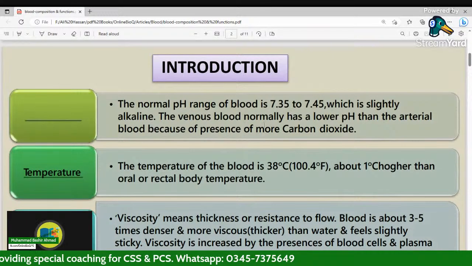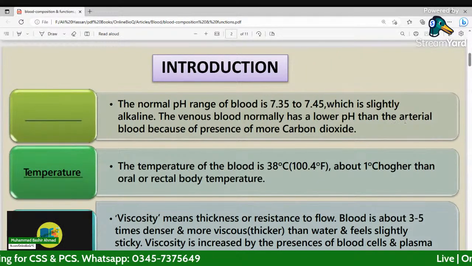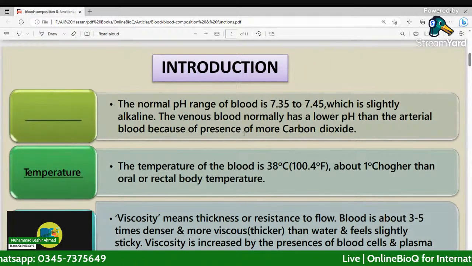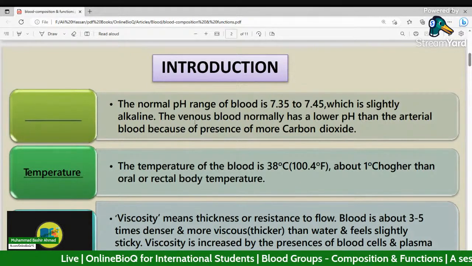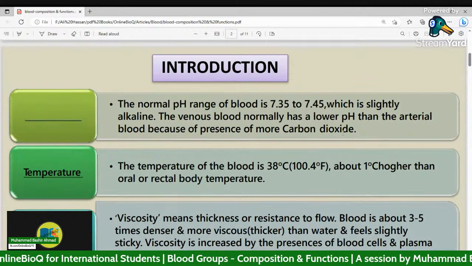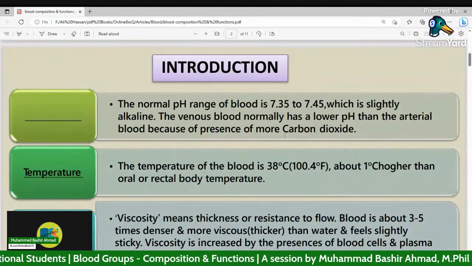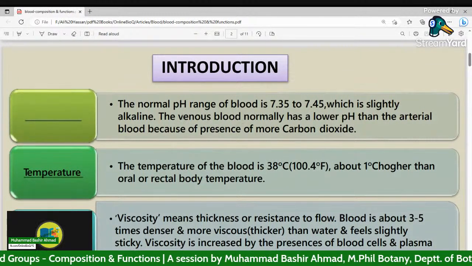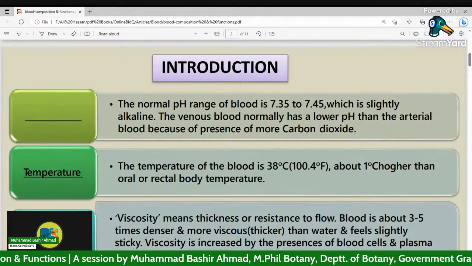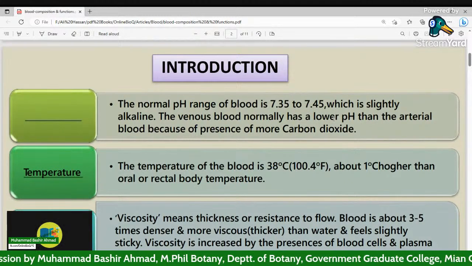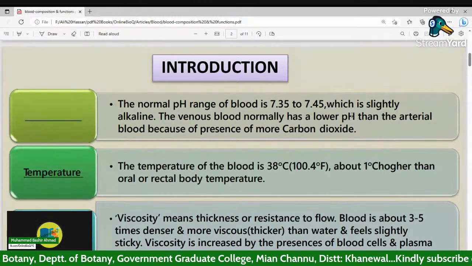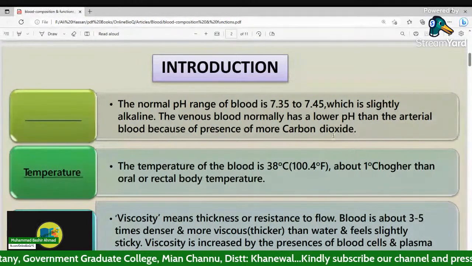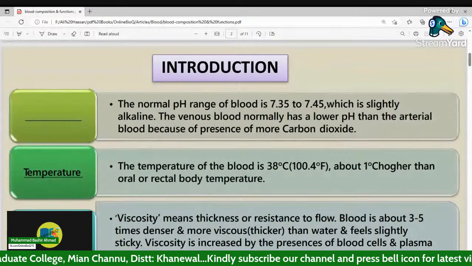The venous blood normally has a lower pH than the arterial blood because of presence of more carbon dioxide. So what happens is that venous blood contains more carbon dioxide, and due to the presence of more carbon dioxide in venous blood, it has a lower pH. Why? Because more carbon dioxide is present in venous blood.